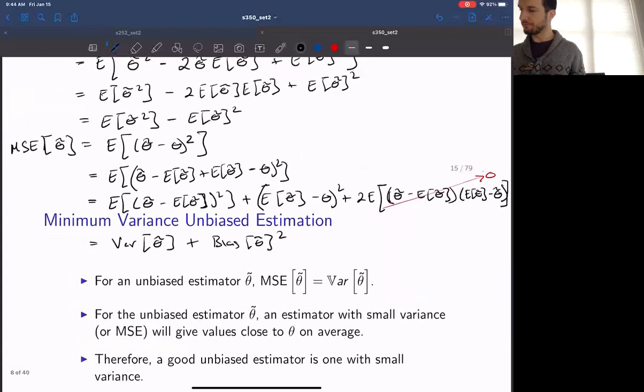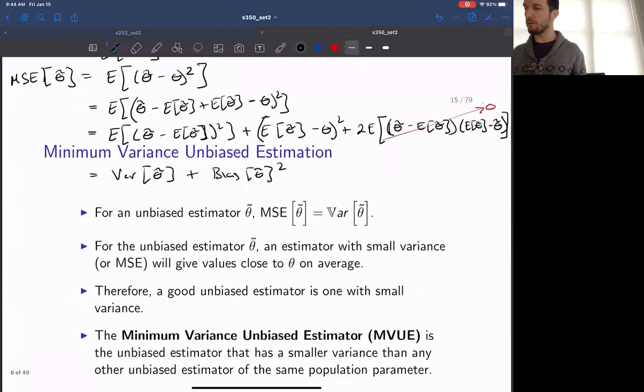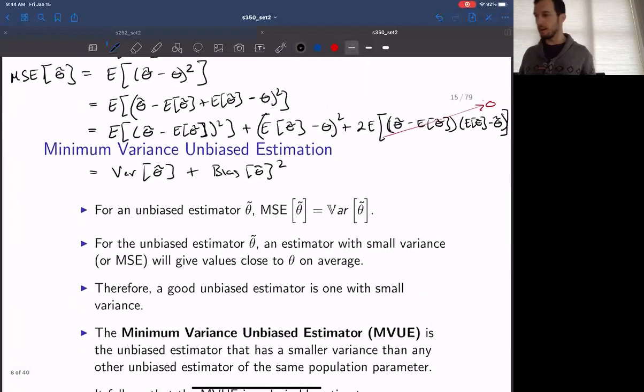Okay, so as we have established above, for the unbiased estimator, the mean squared error and the variance are the same thing. Again, when we think about the dartboard example, we showed that the accurate estimator is one that is precise and unbiased. So it makes sense.